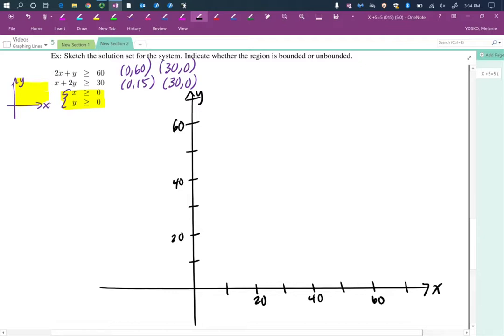So we're going to plot these. We have 0, 60 up here, and 30, 0 right here. Now notice this inequality has an equal sign, so we're going to use a solid line. And we label it 2x plus y equals 60. Let's look at the other one. X plus 2y greater than or equal to 30. We're going to plot 0, 15. Now notice this is 10 and this is 20. So 15 is halfway in the middle. I'm going to put a point right there, 0, 15. And then 30, 0. Also, this inequality has an equal sign as well, so we know it will also be a solid line when I'm drawing it.